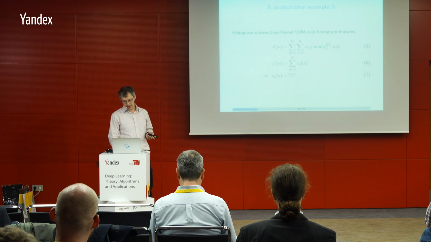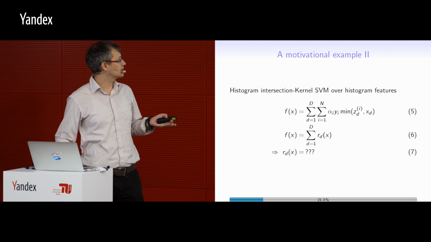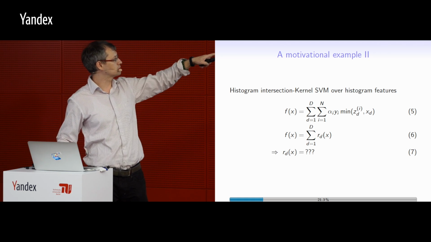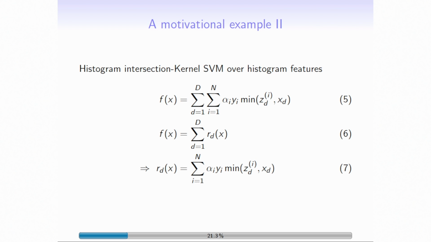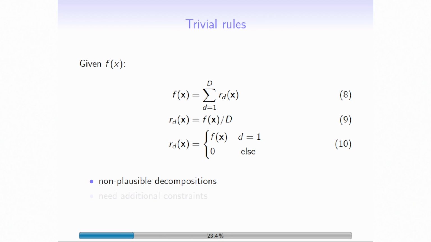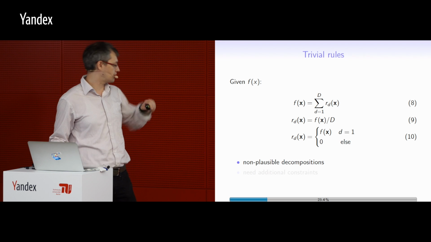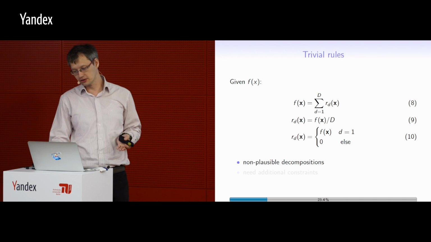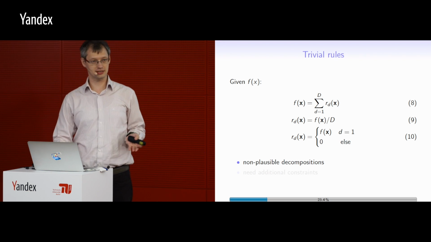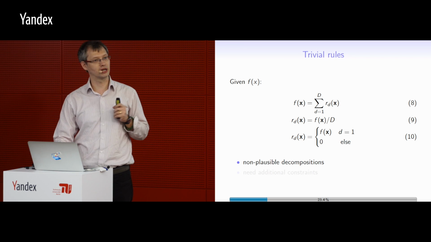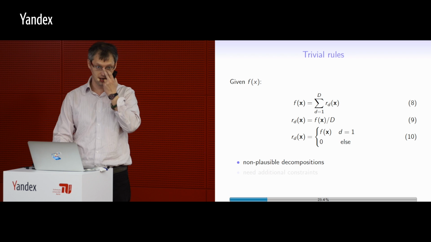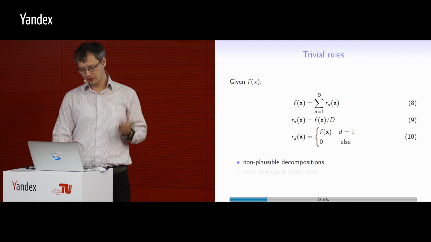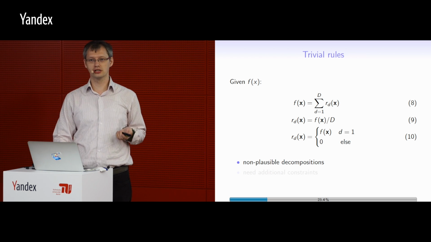And the question is again, how do you want to decompose it? Again, you see it's nonlinear in the input, but it's still compositional in terms of a sum over the input space, and you can just write down such a decomposition again. Of course, if you want to decompose a prediction function, you can have lots of trivial rules, right? The relevance for every dimension is just the prediction divided by the number of dimensions. Or I just assign the whole weight to a single dimension. So there are lots of non-plausible decompositions, and you need to impose additional constraints.